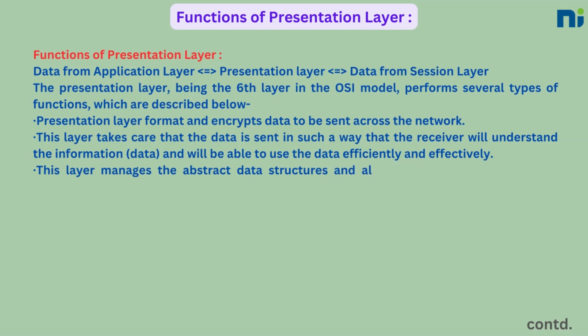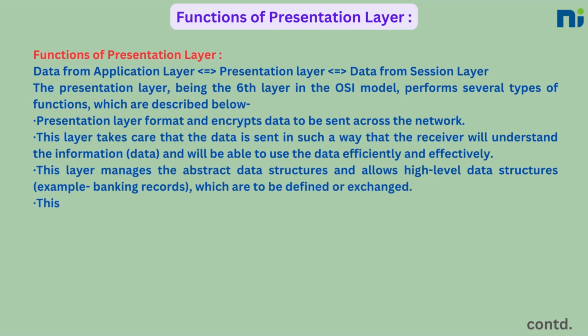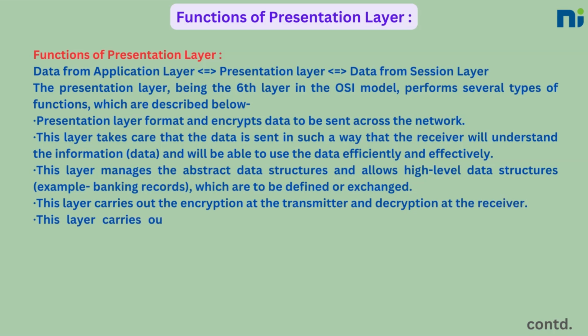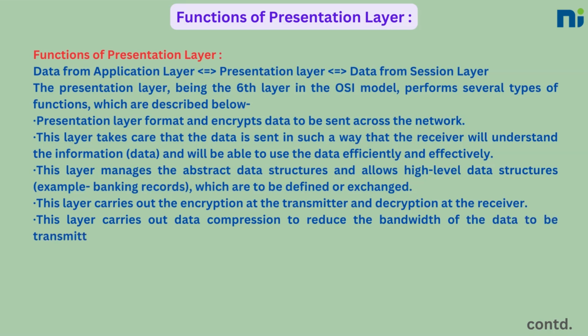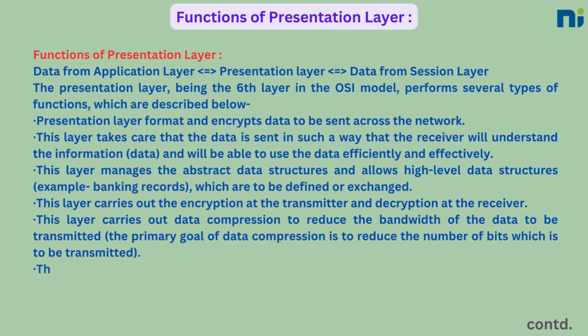This layer manages the abstract data structures and allows high-level data structures, for example banking records, to be defined or exchanged. This layer carries out the encryption at the transmitter and decryption at the receiver. This layer carries out data compression to reduce the bandwidth of the data to be transmitted. The primary goal of data compression is to reduce the number of bits which is to be transmitted.